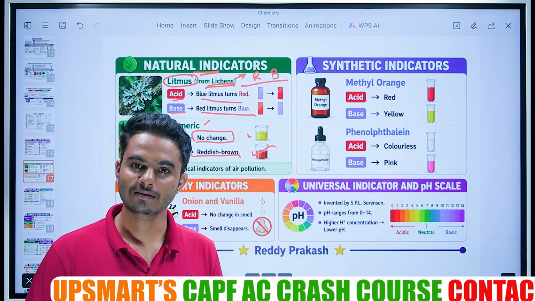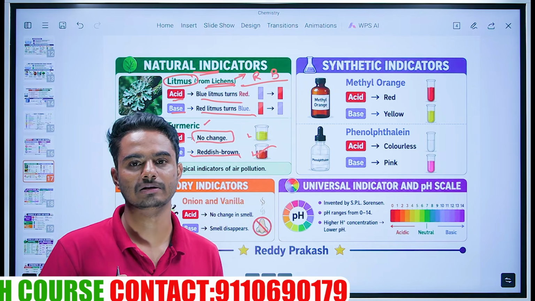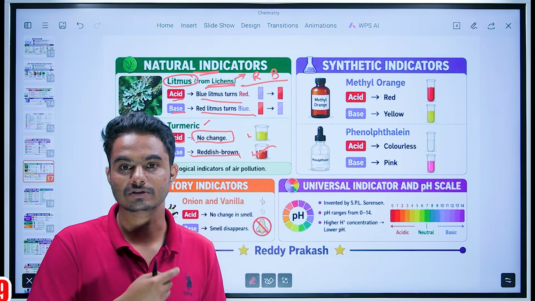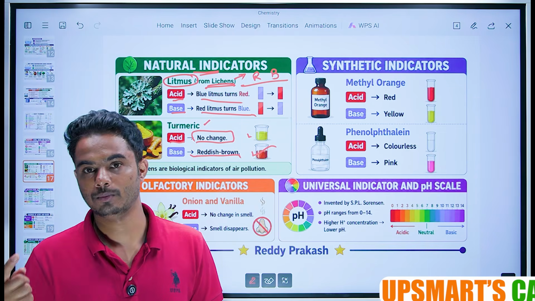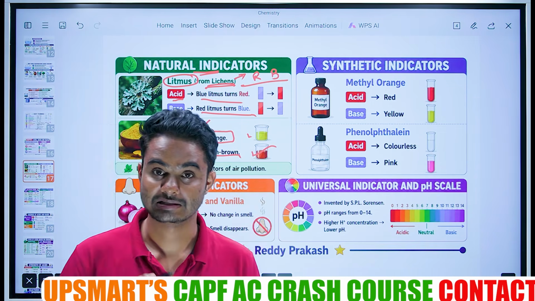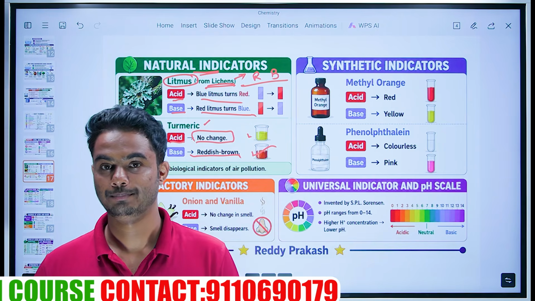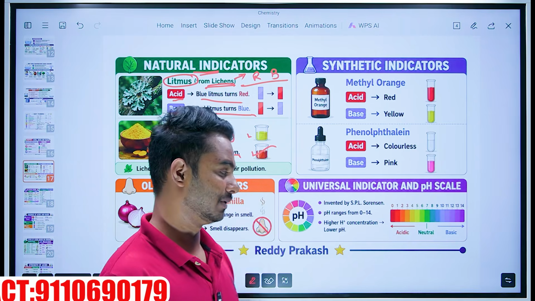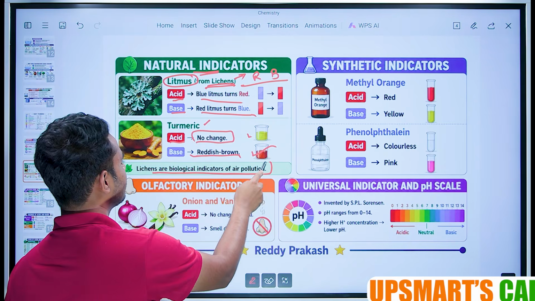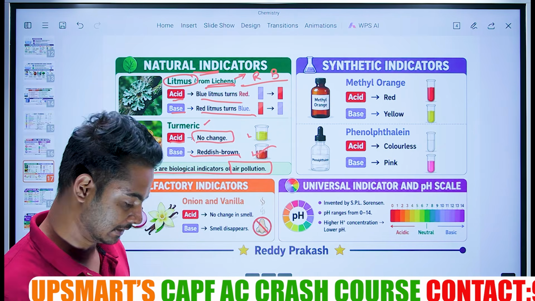Because what you add is lemon, that is citric acid. Acid put into turmeric, which is yellow, will remain yellow because it is acid. But if you put a base like magnesium, then it turns brown. This is turmeric. And lichens are biological indicators of air pollution. Lichens indicate air pollution biologically.